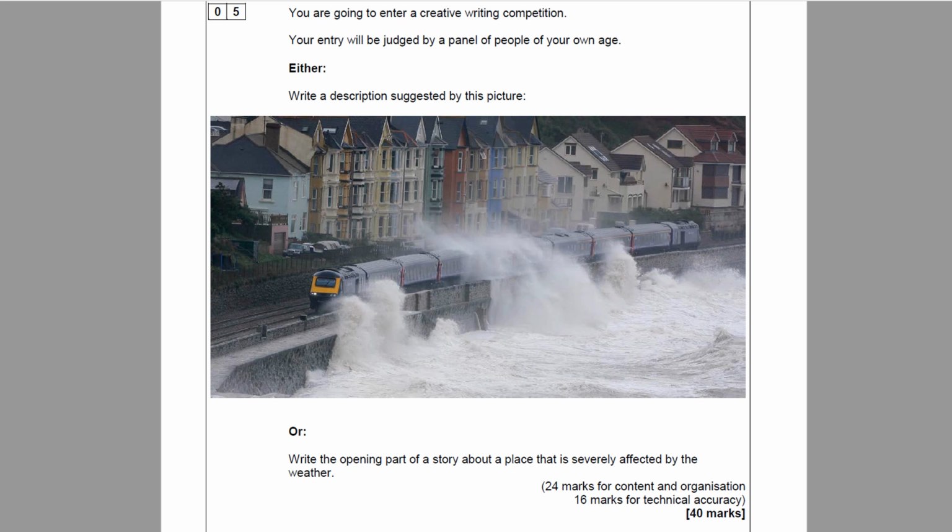So this is a question you've seen before. As you can see, on section B of paper 1 you're always given 2 options. The first one, you're given a picture. Write a description suggested by this picture. It's really important that you understand that word, suggested by this picture. You do not have to write about this picture particularly.